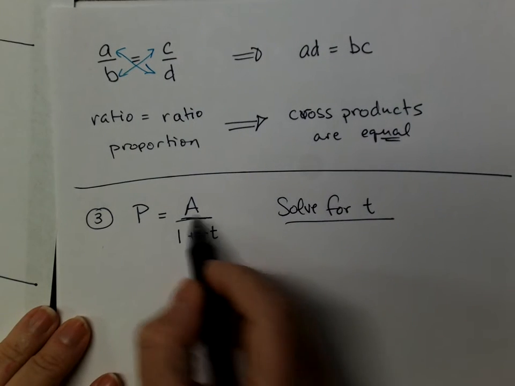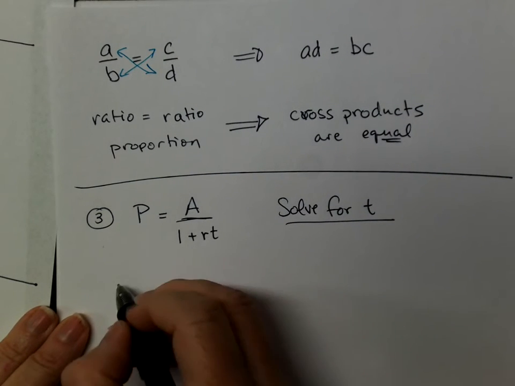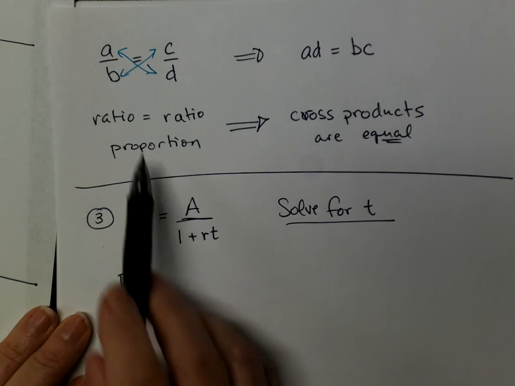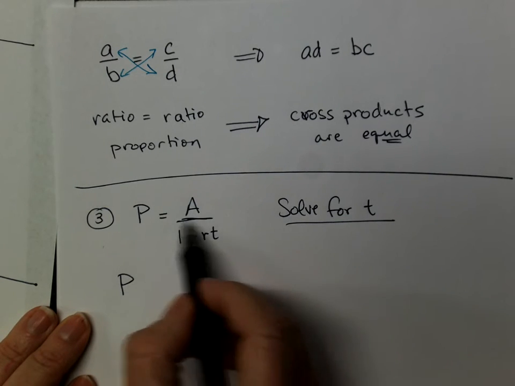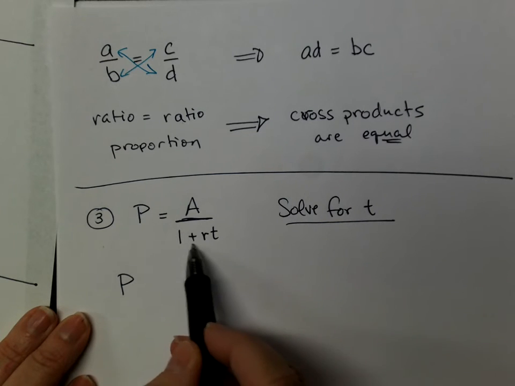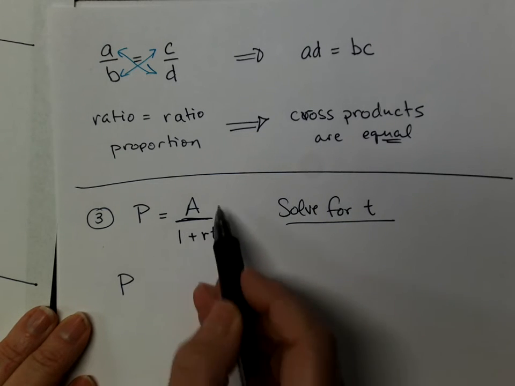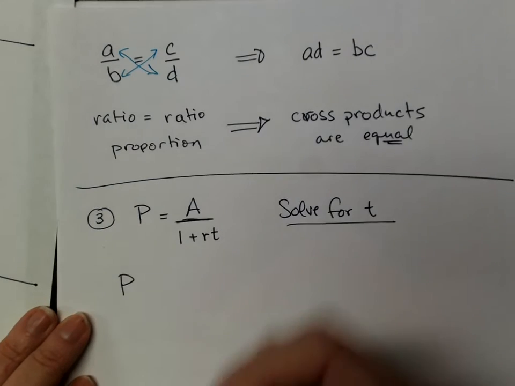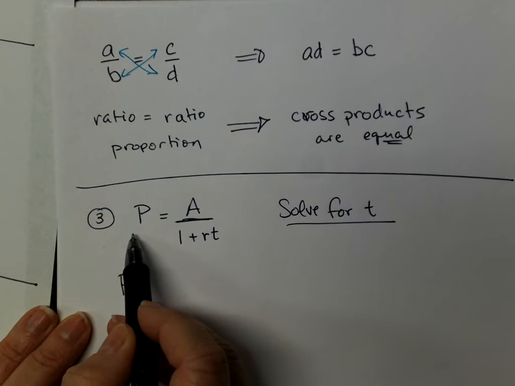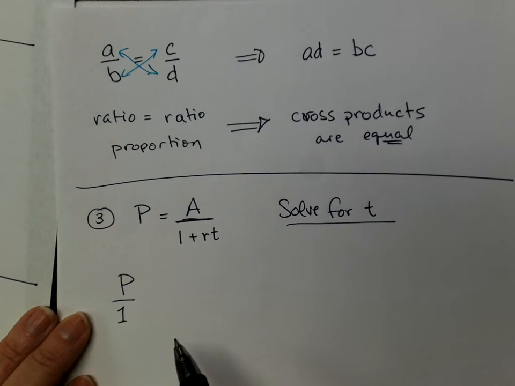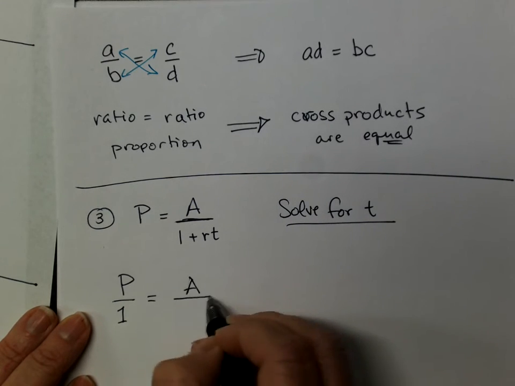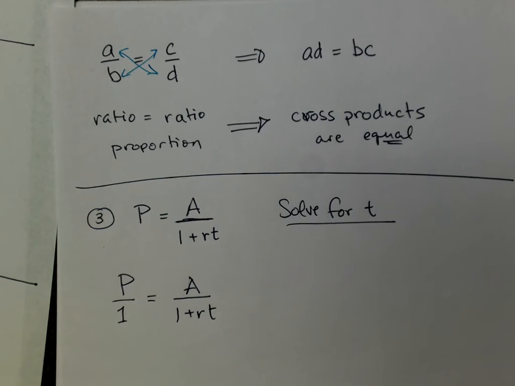Now, I've got a denominator here. Now I'm going to rewrite that. Is this a ratio equal to a ratio? Is this a single rational on the right? Yeah, it doesn't matter if something is plus or minus in the numerator or denominator. That's a single rational bar. That's one ratio. Is this a ratio on the left? Can you make it one? Yeah. Just write it over 1. Now it is equal to A over 1 plus RT.